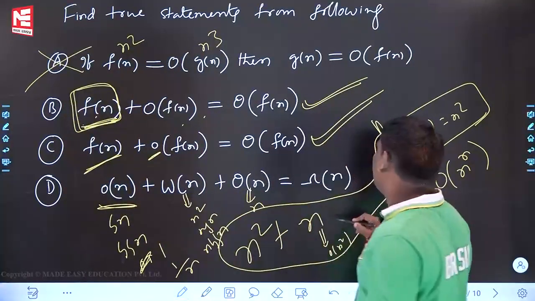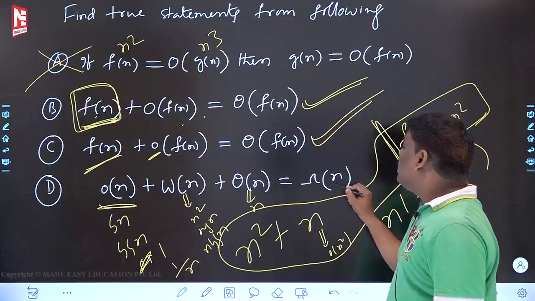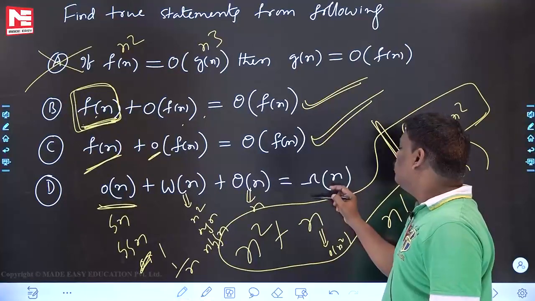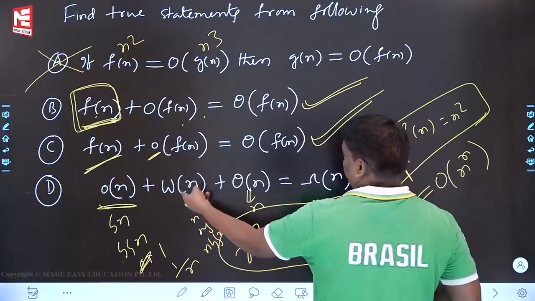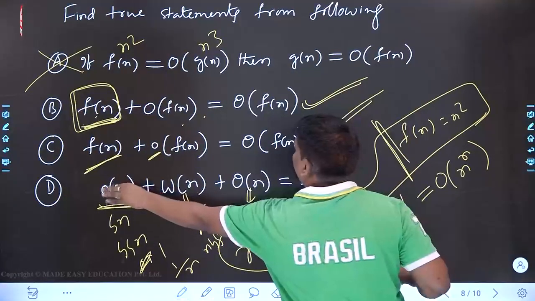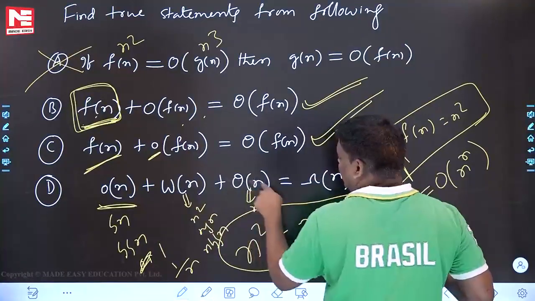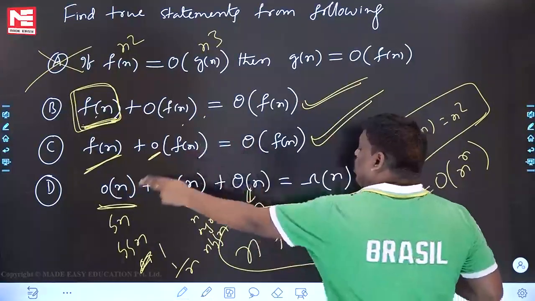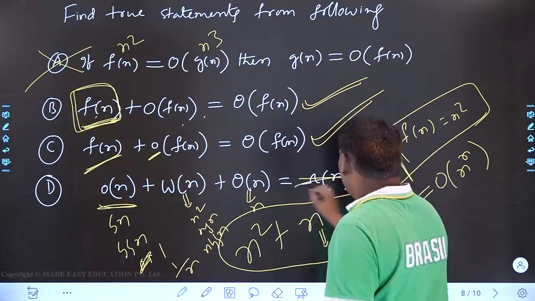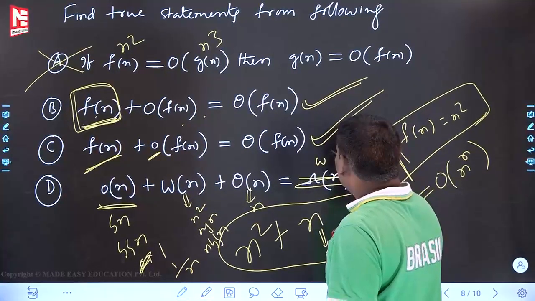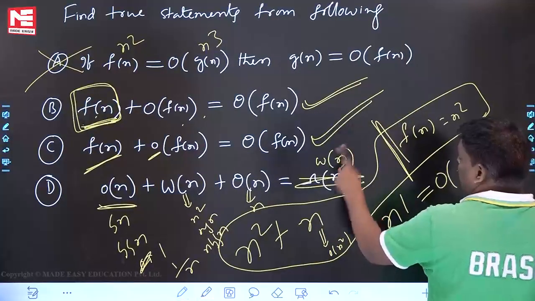Can you say overall what the answer is? Overall, omega of n. What is the meaning? Omega means greater than or equal to. Here more than n is possible, here the actual value is less than n, here more than n, here equal to n. Overall, what is the answer? Omega of n is false. It is actually small omega of n. Minimum n will be there.